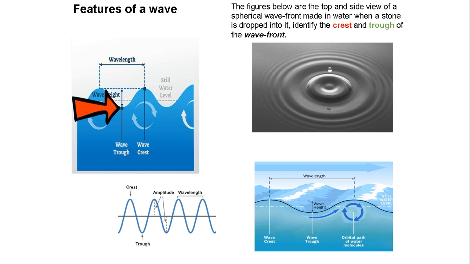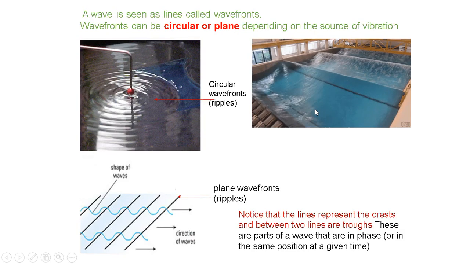There are other features too, like the trough. Look at it, that's the bottom. You call it a trough. Now, a wave front is actually the pattern of the wave. Maybe the next slide will help us to know better. This is a wave front, this is a wave front, and this is a wave front. If you look at this wave front here, it's like a straight line, a straight pattern.